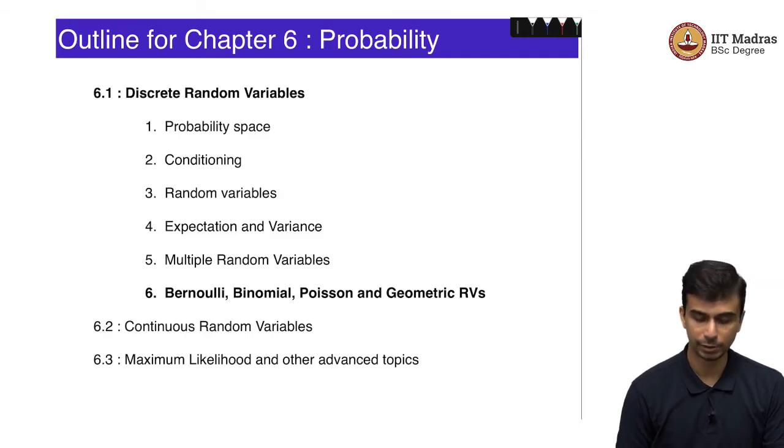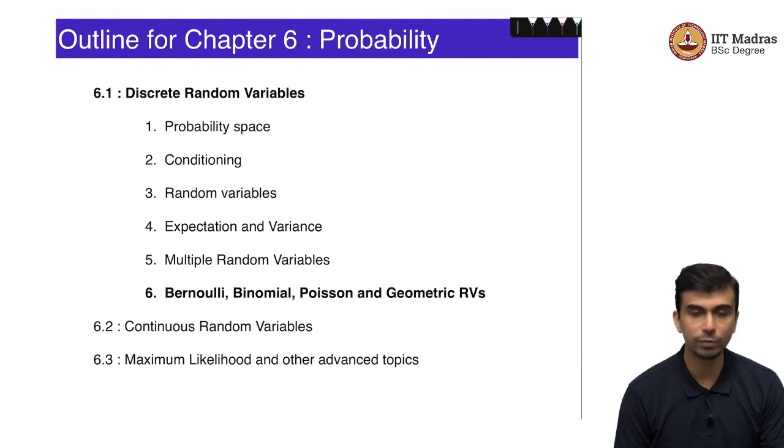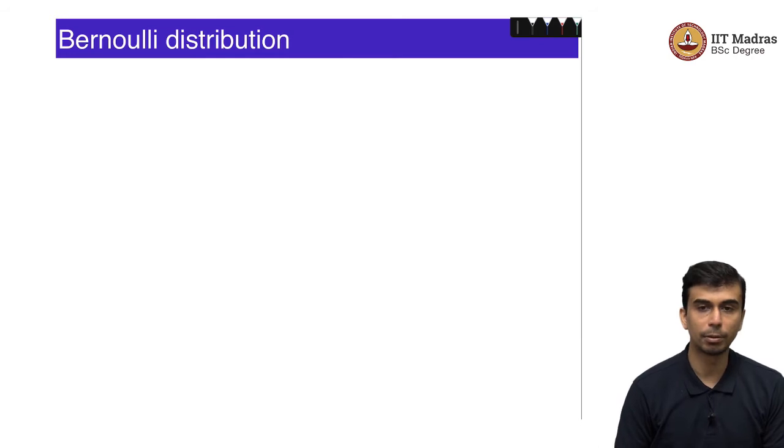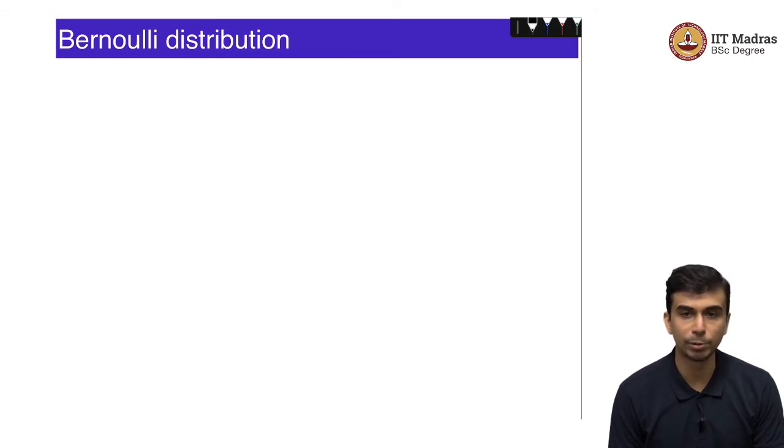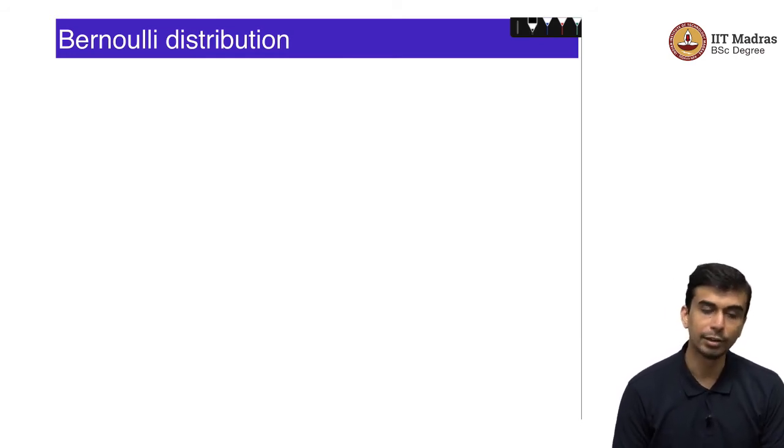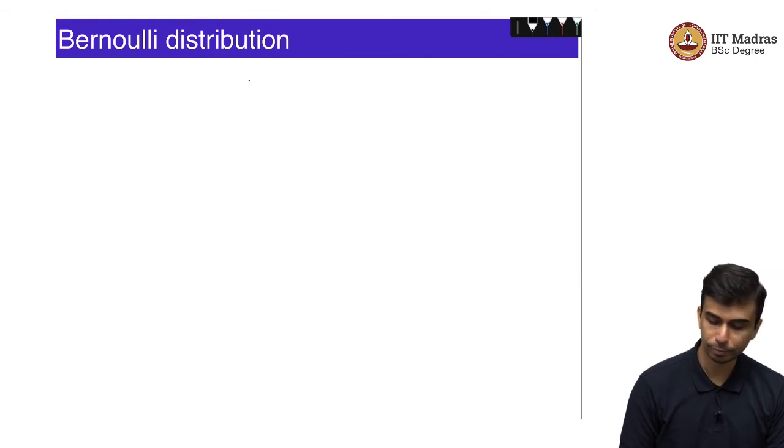We will wrap up this week of discrete random variables by giving a list of standard random variables that you would see in texts and books all over, which are the Bernoulli, the binomial, the Poisson and the geometric random variables. All of these are discrete random variables. We will give their probability mass function and some of their moments. We will give their expectation and, if possible, the variance also.